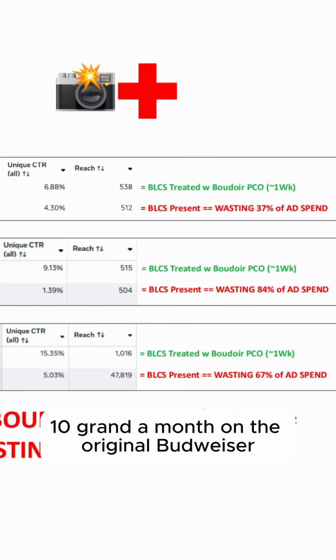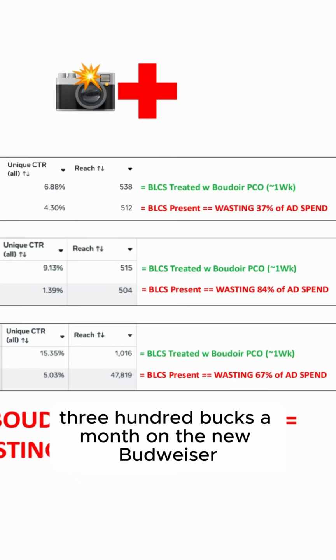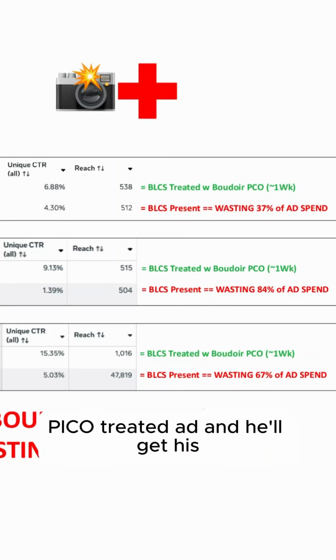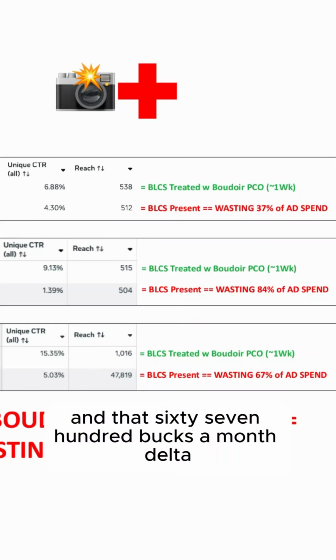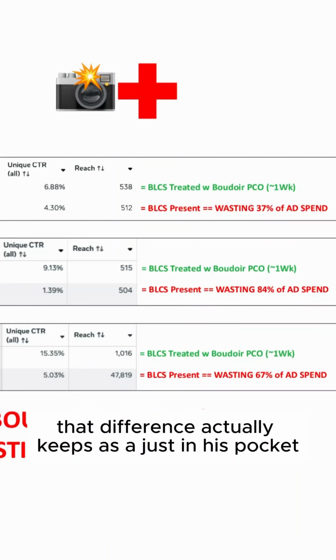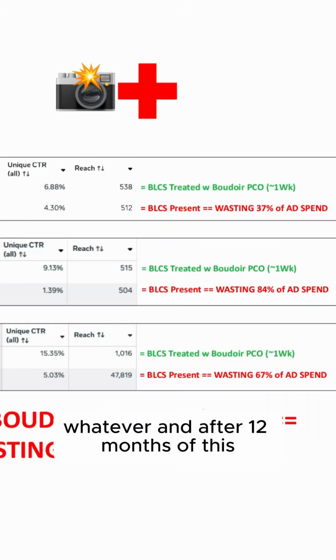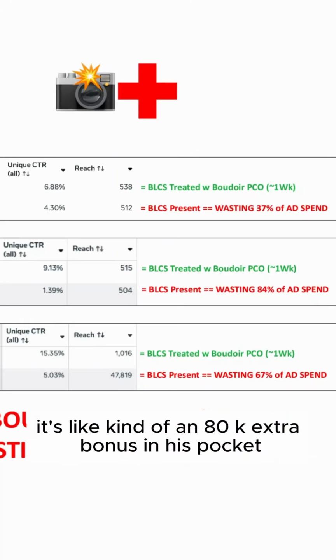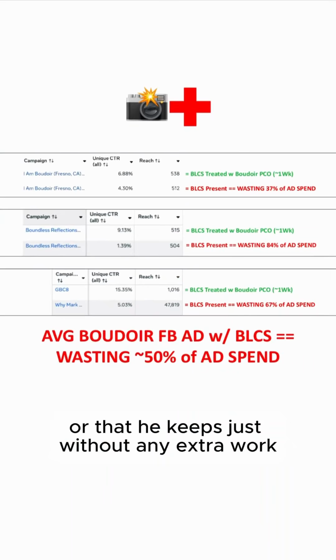So if he was spending 10 grand a month on the original Boudoir Facebook ad, now he only needs to spend $3,300 a month on the new Boudoir Pico treated ad, and he'll get his ad into the same number of women's brains. And that $6,700 a month delta, that difference, he keeps in his pocket. Again, another phantom profit, Boudoir Pico profit, whatever. After 12 months of this, it's like an 80K extra bonus in his pocket that he no longer has to pay for, or that he keeps without any extra work.